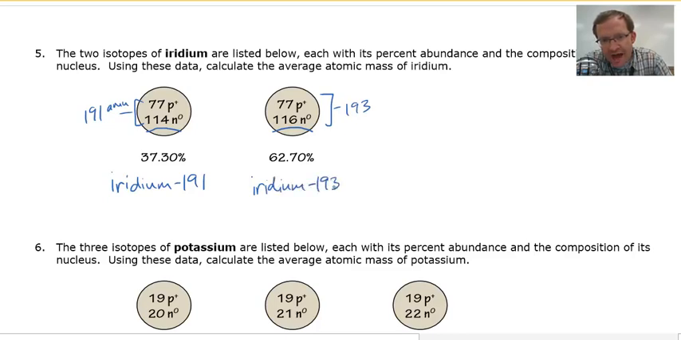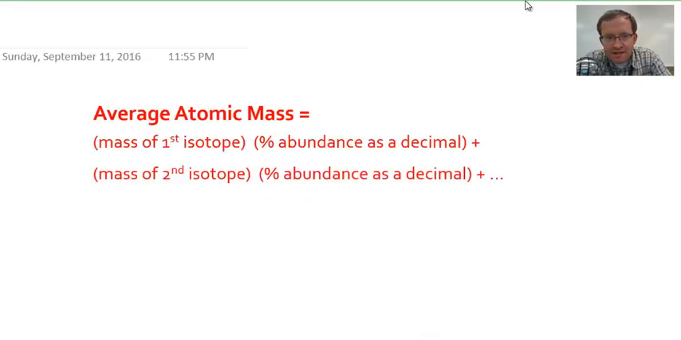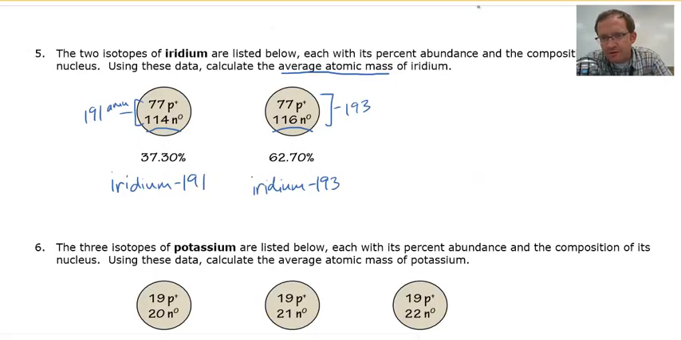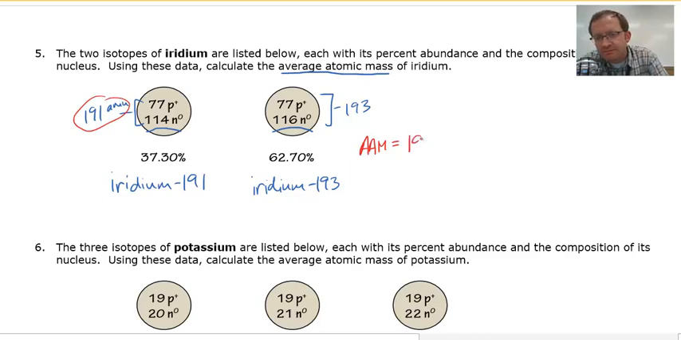Now to find the average atomic mass, which is the question we're being asked here, we simply use the equation that I just showed you. And again, that was this. The average atomic mass is found by taking the mass of the first isotope times its percent abundance written as a decimal, plus the mass of the second isotope times its percent abundance written as a decimal. So we'll use that equation. Average atomic mass, and I'll abbreviate it as AAM, is the mass of the first isotope, which is here, 191 AMUs.